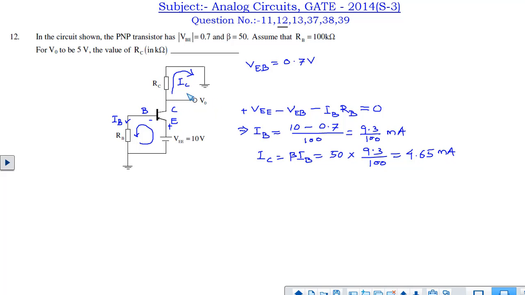The output voltage is given to be 5 volt, and V output is nothing but IC into RC. We have V output and we have IC, so we can easily get the value of RC. RC is equal to 5 divided by this IC current, which gives us 1.075 kilo ohm. That is the RC value. Okay, thank you.